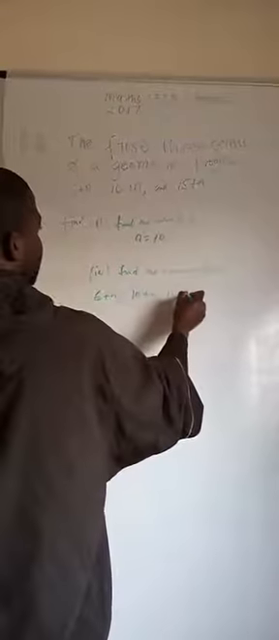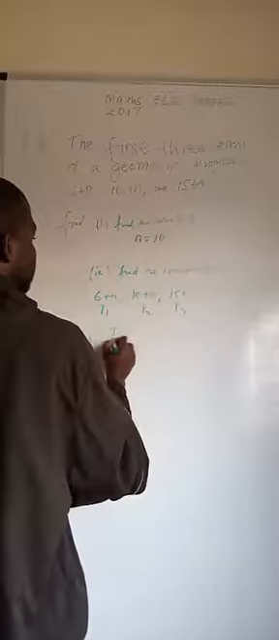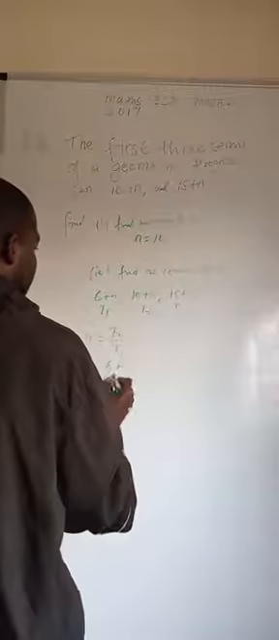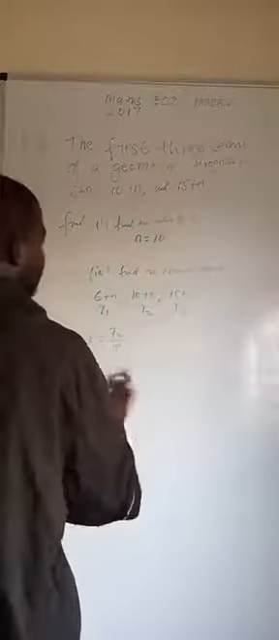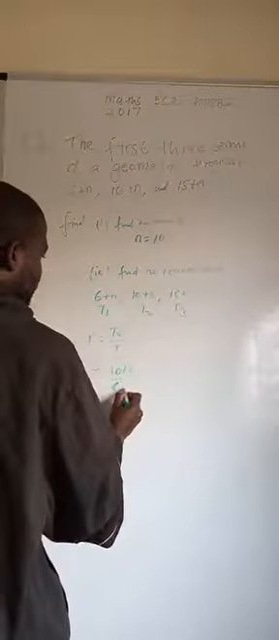ratio. Okay? So you remember my series was 6 plus n, 10 plus n, 15 plus n. So they said find the common ratio. How do I find the common ratio? This is T1, this is T2, this is T3. You remember the common ratio? It is T2 over T1. So what is my T2? My T2 is 10 plus n. Over, what is my T1? My T1 is 6 plus n.